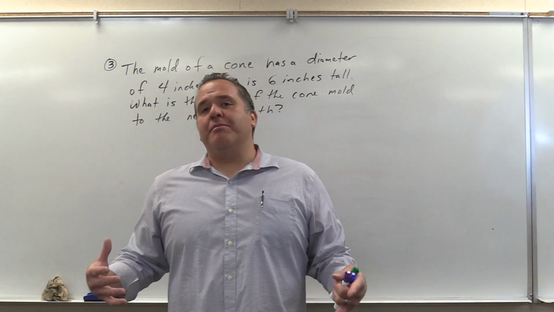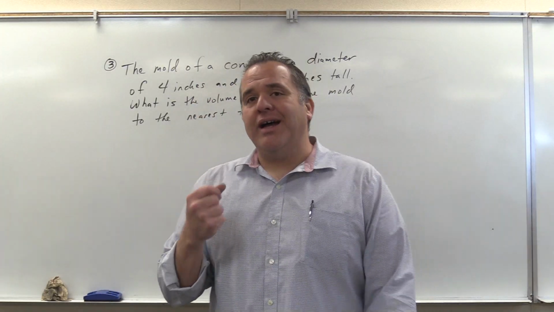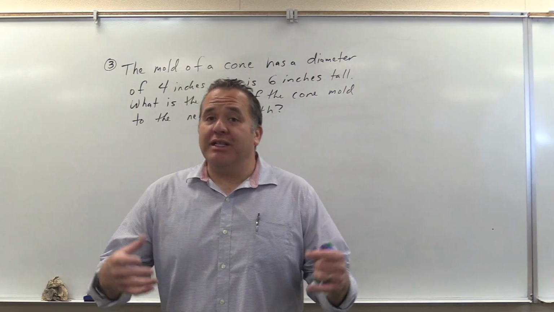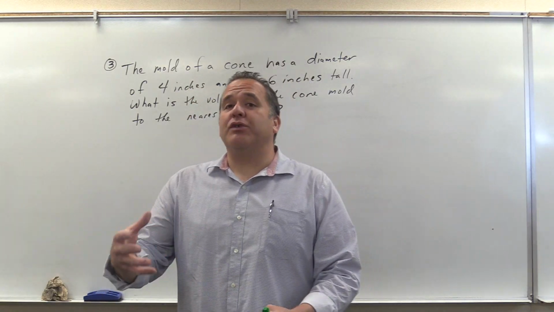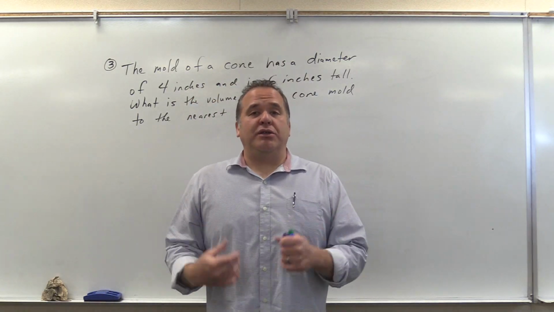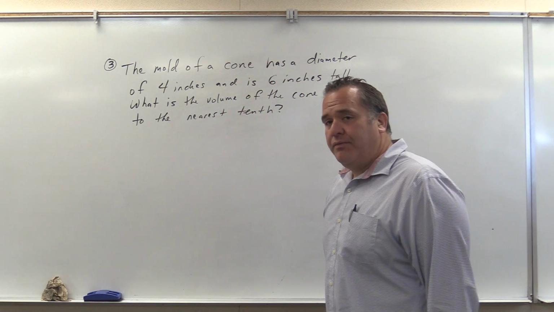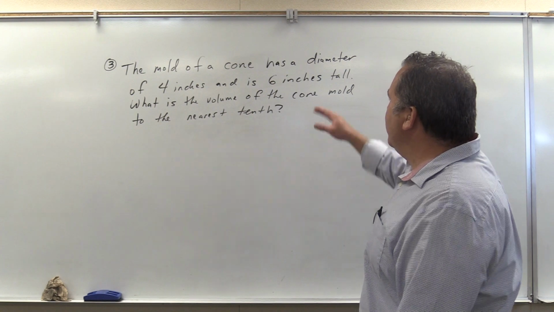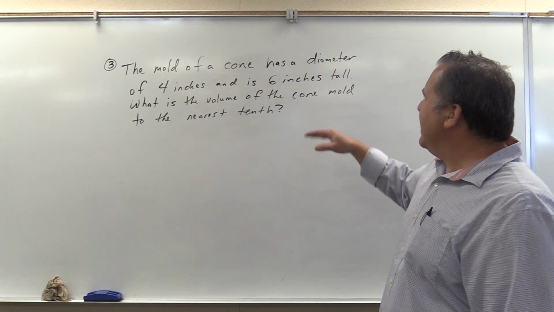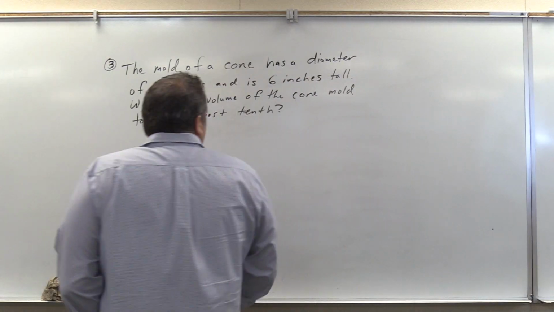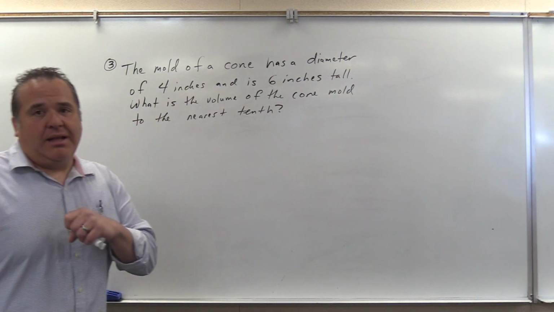But anyways, I thought I'd come back and show you guys how to find the volume of a cone in some problem solving. That means the diagram's not drawn for you. You're going to need to draw the picture yourself to figure out what to do. Now if we look here, it says the mold of a cone has a diameter of 4 inches and is 6 inches tall. What is the volume of the cone mold to the nearest tenth?